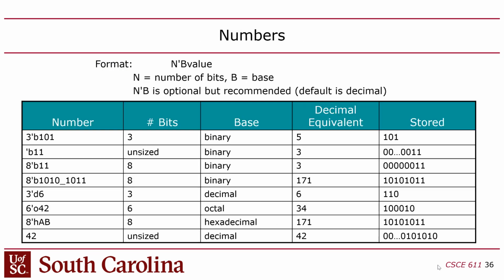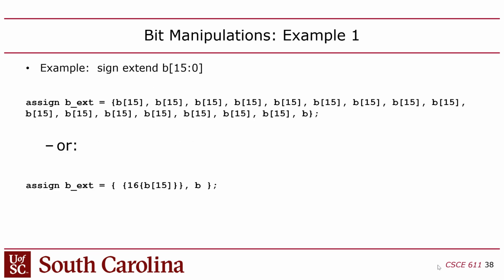Okay, then we talked about how to represent numbers. Is this clear? Everyone comfortable with this? Okay, so you've got a bit width. You're supposed to specify the bit width, apostrophe, the base, and the value. And then we talked about bit manipulations. Verilog makes it easy to concatenate bits together with a curly brace. You can do duplication with a double curly brace. And of course, you can also do slicing, where if you have B bracket 15, that'll take out bit 15 in B, right?